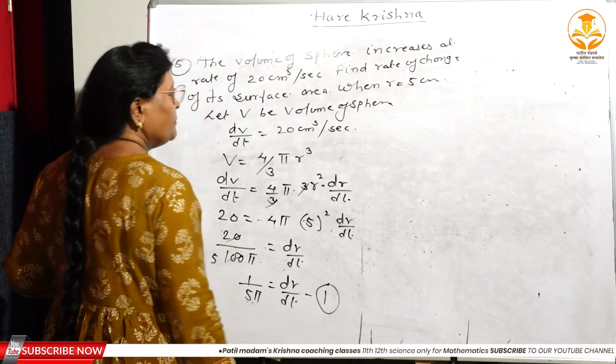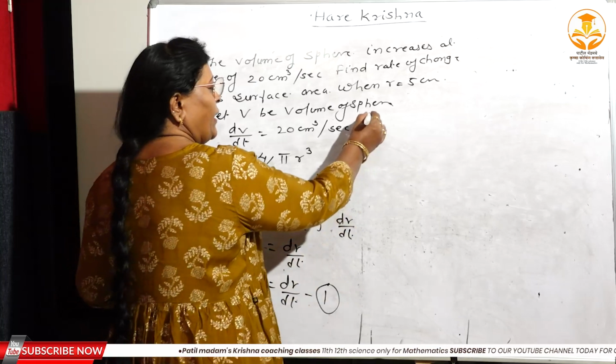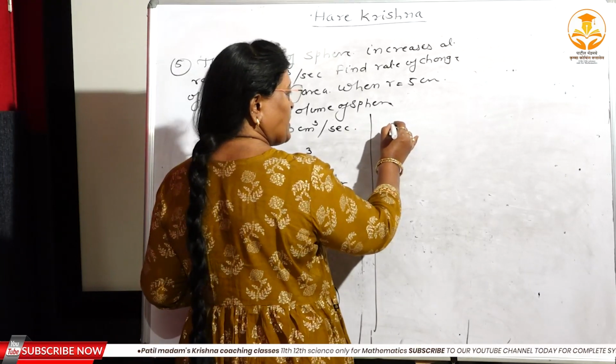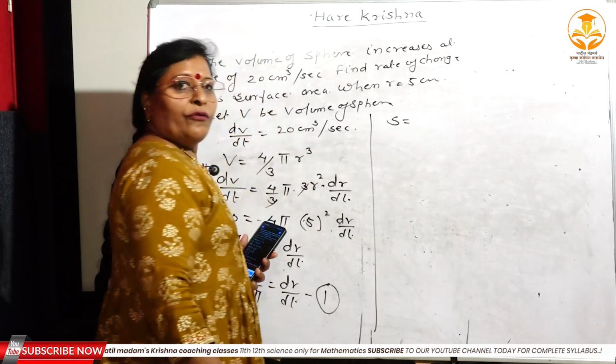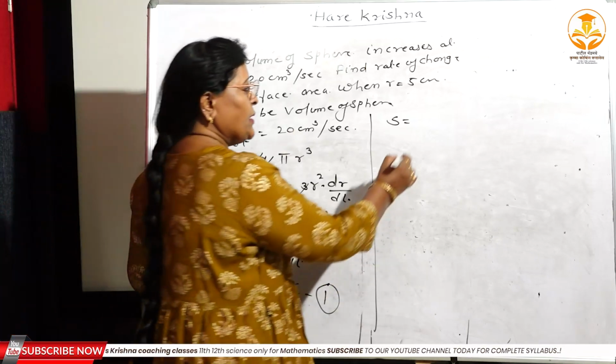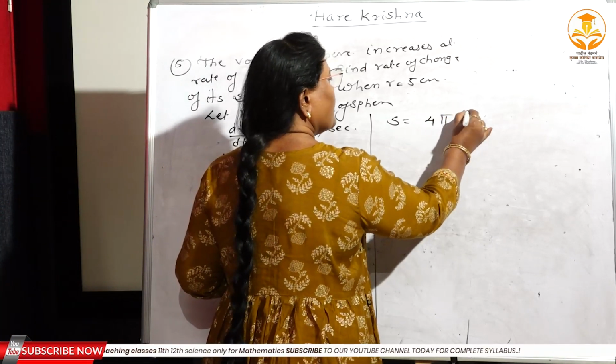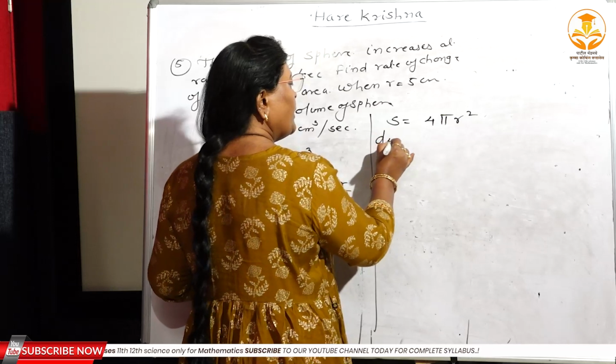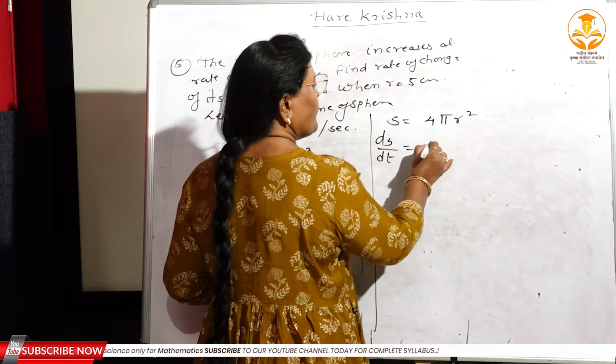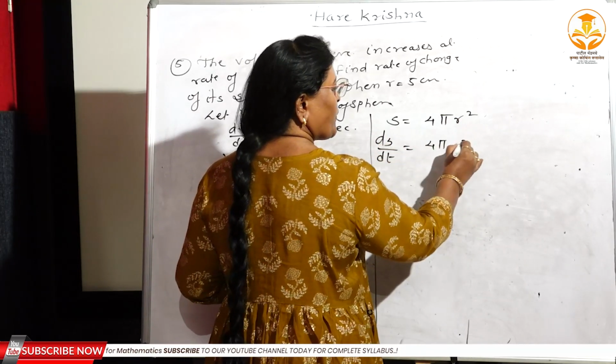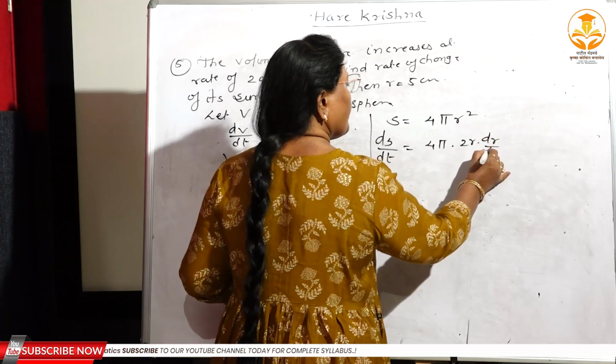This is number 1. But we want to find out the rate of the surface area. Therefore, the surface area of the sphere. Again, what is the surface area of a sphere? S is equal to 4 pi r square, isn't it? Now dS divided by dt is equal to 4 pi, the derivative of r square, that is 2r into dr by dt.